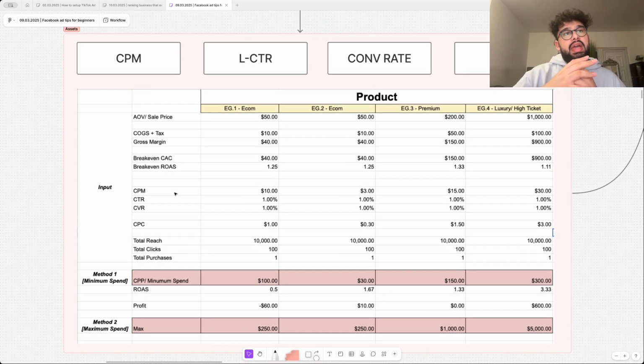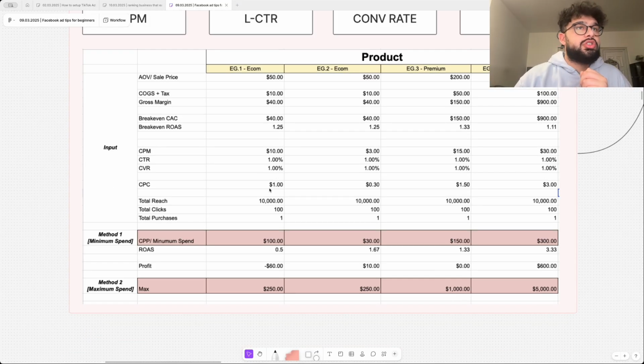So if my CPM is $10, so it costs me $10 to reach 1,000 people, I'm going to assume 1% of them are going to click, right? I'm going to assume my ad creative will make 1% click. And of that 1%, 1% will convert. So what you need to assume is, if I reach 10,000 people, out of 10,000 people, 100 click, and of those 100 clicks, one purchase. That's the way I like to see it.